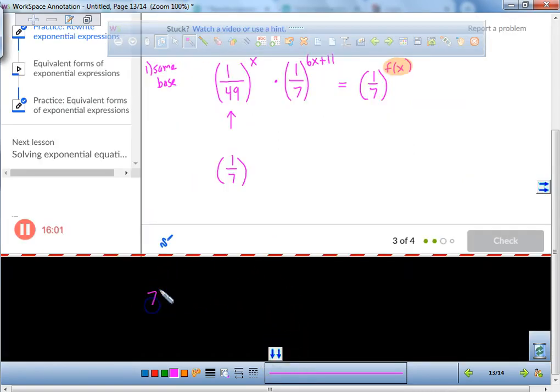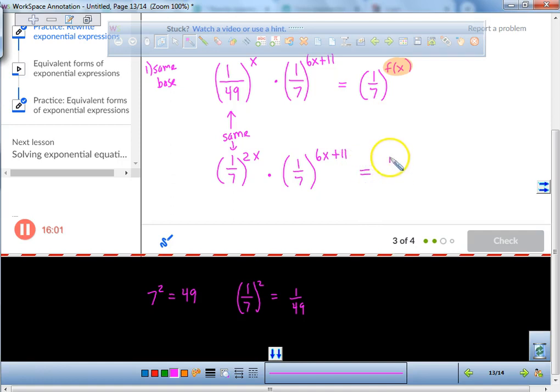Does anybody know what 7 squared is equal to? Well, 7 times 7? 49, right? Well, what do you think (1/7) squared would equal? 1/49. Okay? So watch this. 1/49 is equal to (1/7) squared. Now, what variable is already there? These are the same expressions. Well, not the same, they're equivalent expressions, but I had to convert it to 1/7. And we got (1/7)^(6x+11) equals (1/7)^f(x).